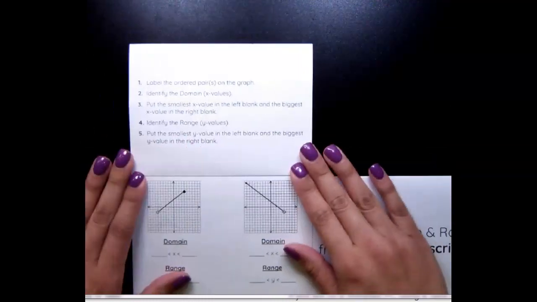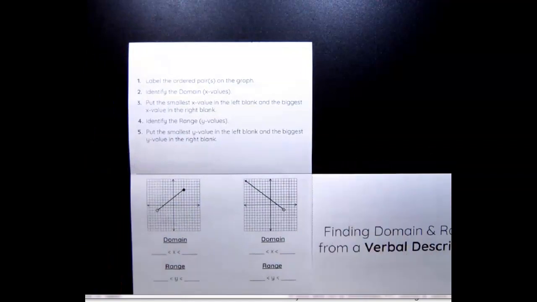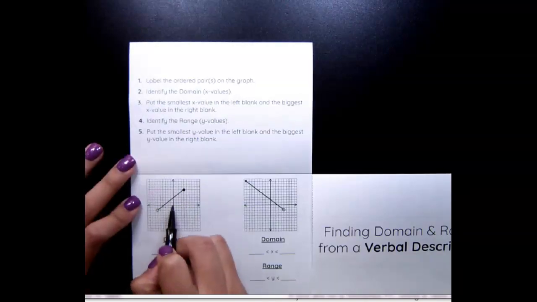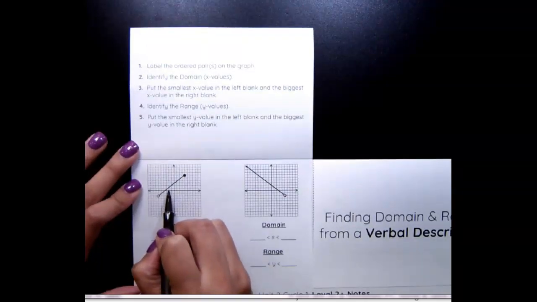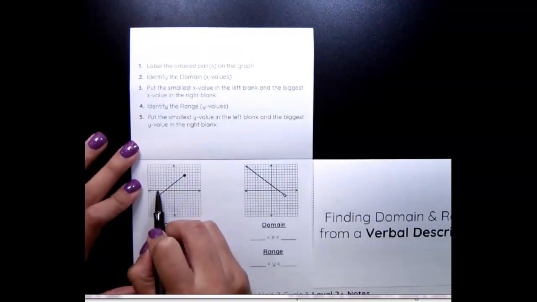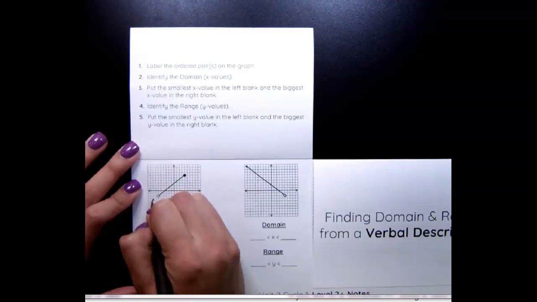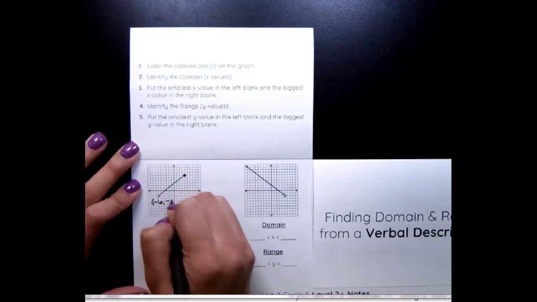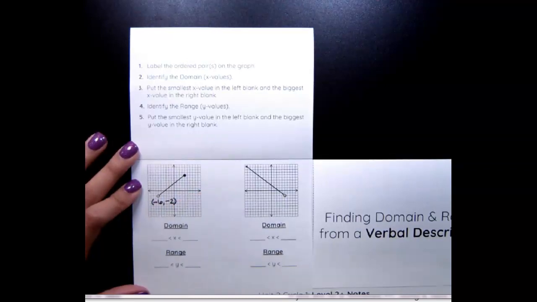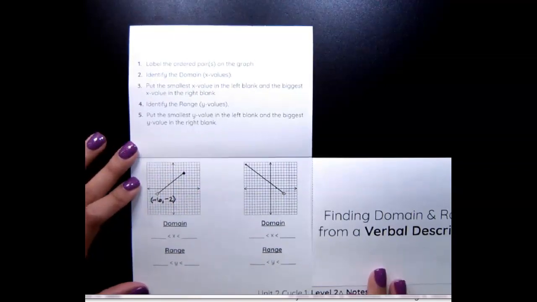We're going to do these examples together really quick. So we're going to start with a graph. It says label the ordered pair or pairs on the graph. So that means we need to find the coordinates of each of the points on the graph. So I'm going to start with the graph on the left. From the origin, I am moving left 1, 2, 3, 4, 5, 6, and down 2. So left 6, down 2. That leaves me with an ordered pair of -6, -2.